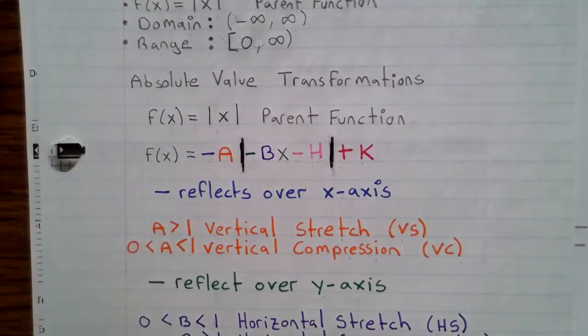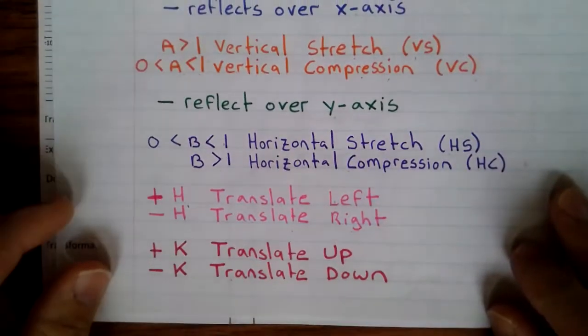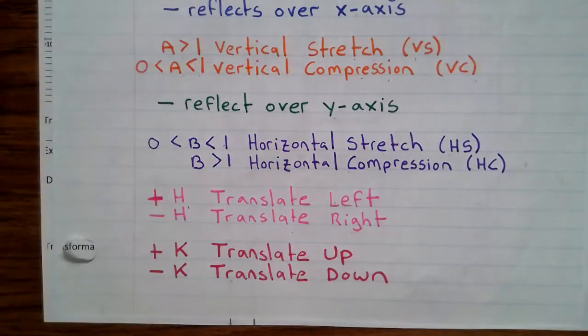Absolute value transformations. f(x) = -a|-b(x - h)| + k, where the negative in front of the a reflects over the x-axis. When a is greater than 1, it's a vertical stretch. When a is greater than 0 but less than 1, it's a vertical compression. When the negative is in front of the b inside of the absolute value, it reflects over the y-axis. When b is greater than 0 but less than 1, it's a horizontal stretch. When b is greater than 1, it's a horizontal compression.